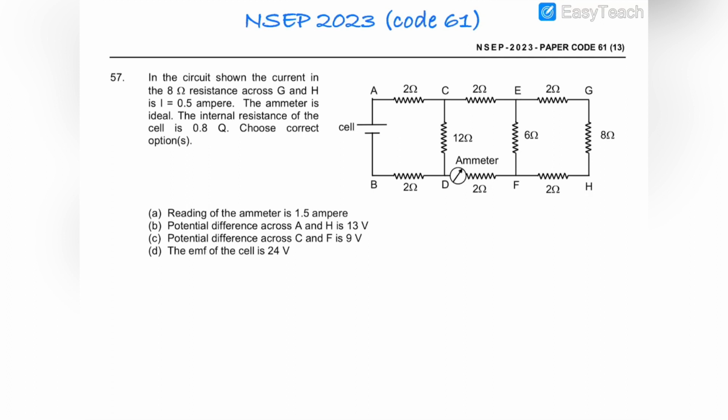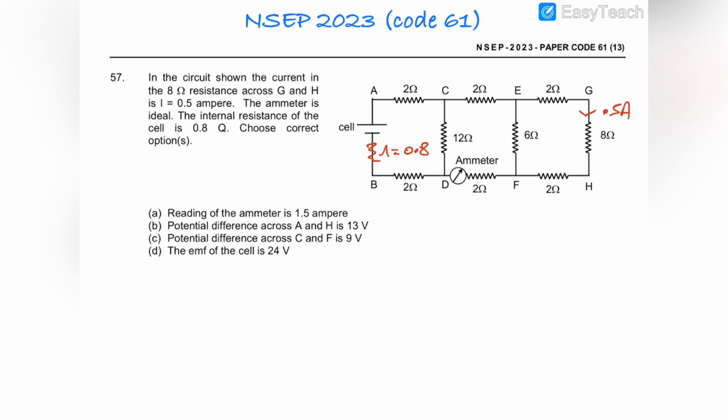In this question you can see that in this circuit the current flowing through this 8 ohm resistance is equal to 1 by 2 amperes, 0.5 ampere. And the internal resistance of this cell is equal to 0.8 ohms. This ammeter is ideal. So we have to find out the correct options.